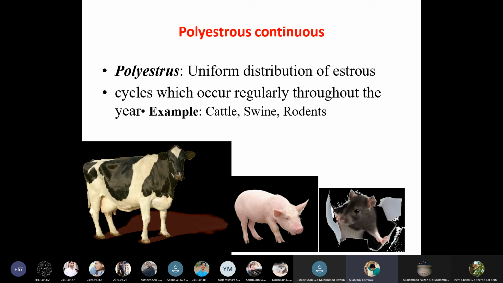So in these animals it is continuous, and if there is a disturbance in the cycle, that might be due to a disease, an abnormality, or pathological conditions. Therefore, the anestrus can be treated by the use of hormonal therapy.